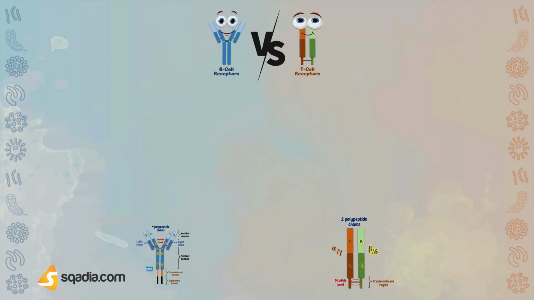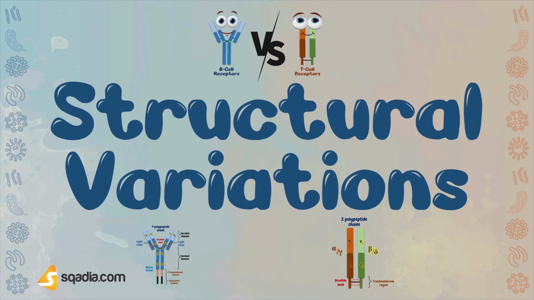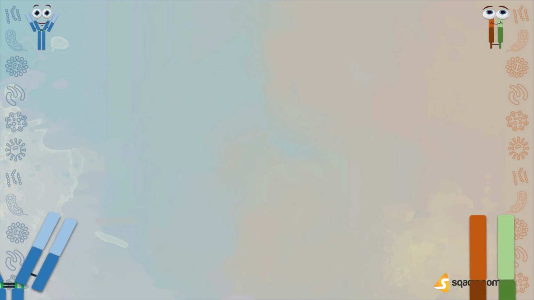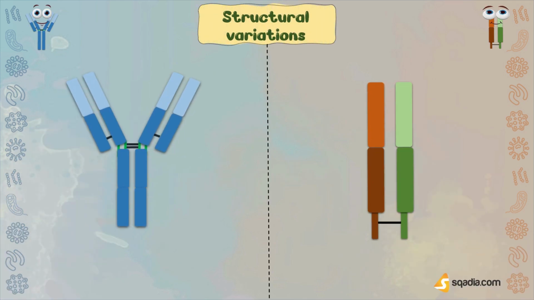For the structural comparison, we will look at the structure of B-cell receptors and T-cell receptors side by side. Here on the left side, I have shown BCRs. And on the right side, there are TCRs. Let's start with B-cell receptors, or BCRs.